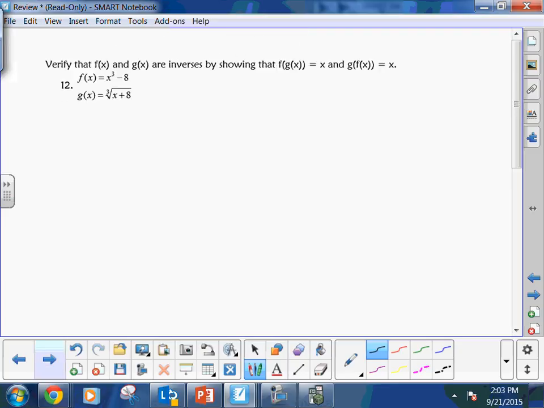Now this one I also worked in class as well. I didn't do the g of f of x, but I'll go ahead and do that now. The g of f of x means that I will take this and put it right in that little x spot. It's going to have this form: 3x cubed minus 8 plus 8.